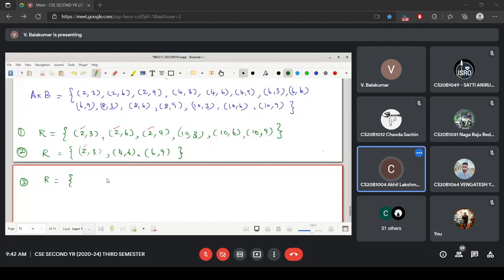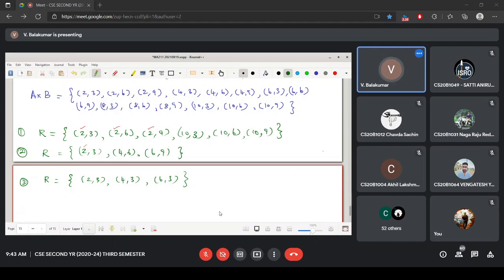2, 3. Okay. 4, 3. Okay. 6, 3. Okay. Great. So, you want to add? That's all. Okay. This is also somewhat special. The second and third example are having a pattern.